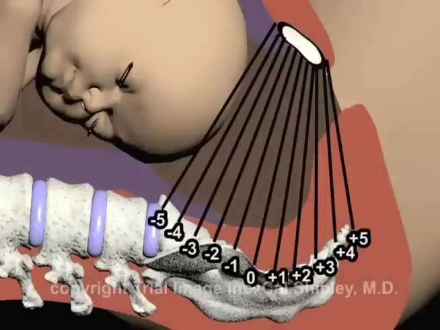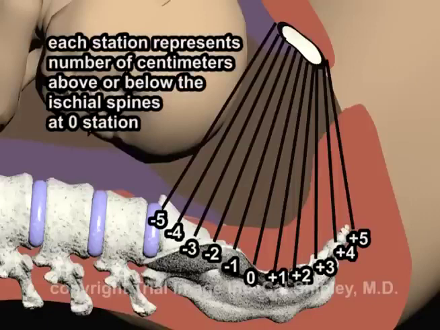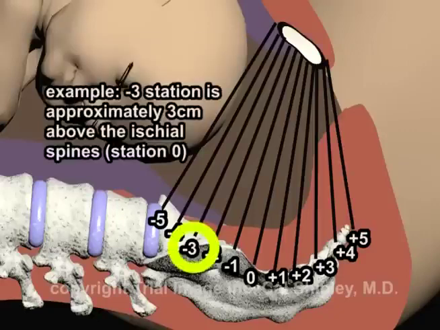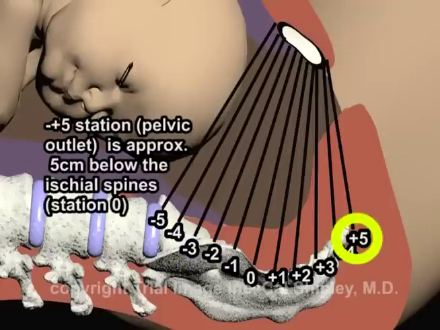In between -5, 0, and +5, fetal stations are assigned sequential values as shown here. Each of these fetal station values represents the number of centimeters above or below the level of the ischial spines. For example, the -3 station is considered to be approximately 3 centimeters above the level of the ischial spines at 0 station, whereas +5 at the pelvic outlet is considered to be approximately 5 centimeters below the level of the ischial spines at 0 station.